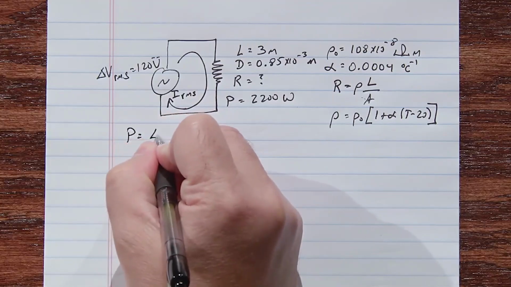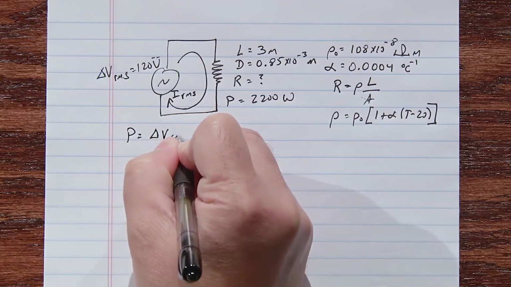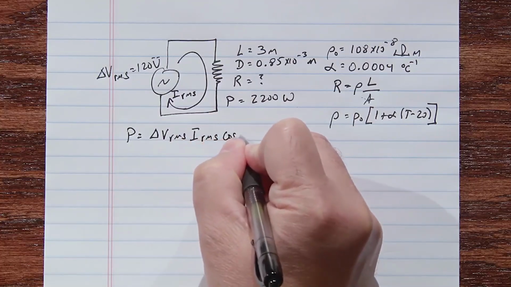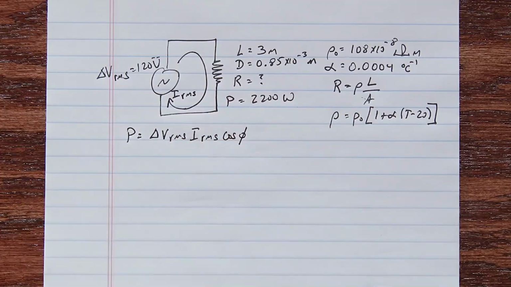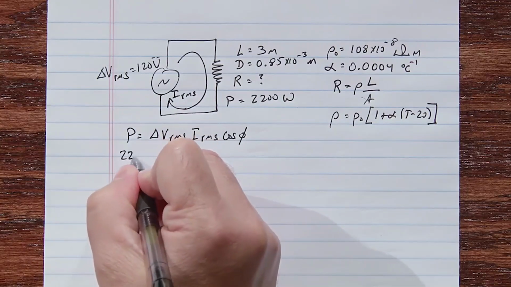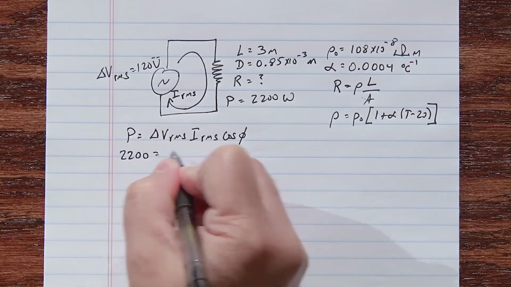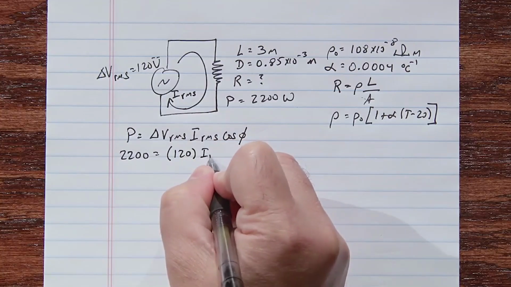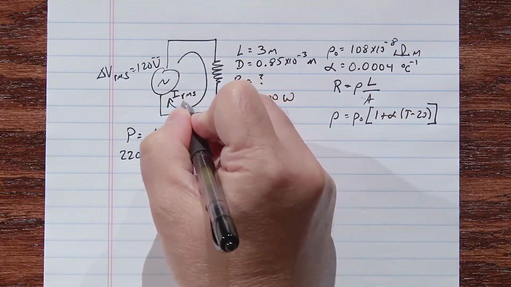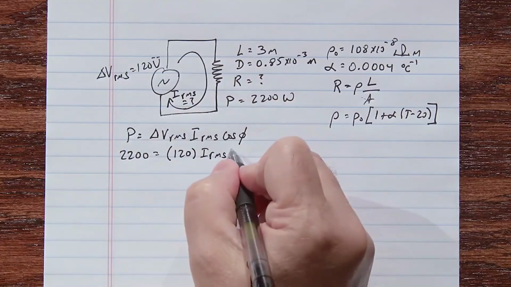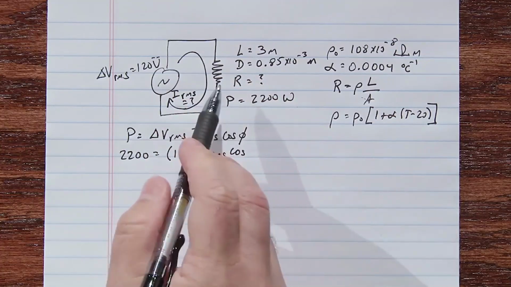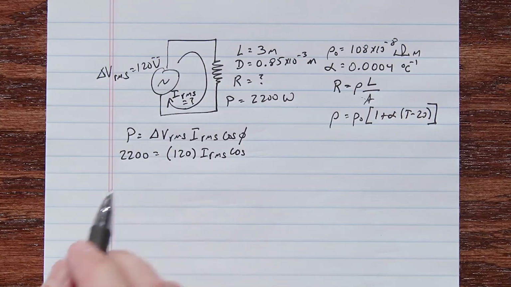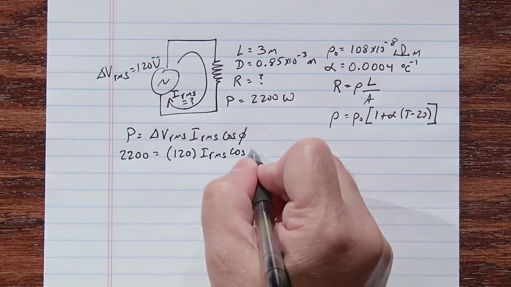Power is equal to delta V RMS times I RMS times the cosine of phi. We know that the power is 2200. We know that delta V RMS is 120. We don't know I RMS. That's an unknown. And since all we have here is a resistor, we know that the phase angle is 0 degrees. The phase angle is 0 degrees for a resistor.